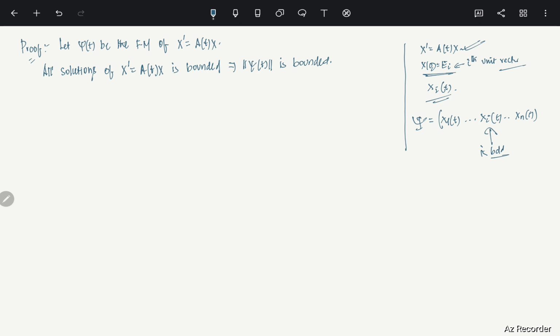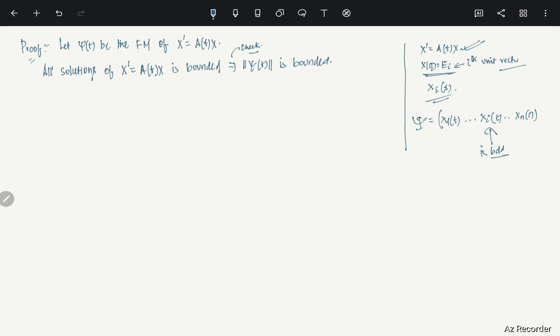This is trivial. So please check this part. I gave you everything. You just have to do some calculation. It's basically every component is bounded, so the matrix has to be bounded. So please do that part and check it.